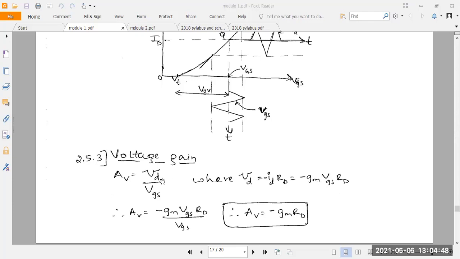Up to here, whatever we got, the VD equation is minus gm into vgs into RD. The same thing we substitute in the voltage gain equation. Then vgs cancels here. What we get for the voltage gain equation is minus gm into RD. This is the final equation for the amplifier.